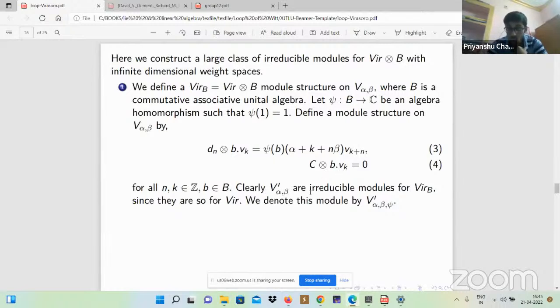Clearly, these V'_{α,β} are irreducible for V tensor B since they are irreducible for V and V tensor B is a bigger algebra than V. We denote these modules as V'_{α,β,ψ}. This ψ appears because to define this action we need one more parameter ψ.